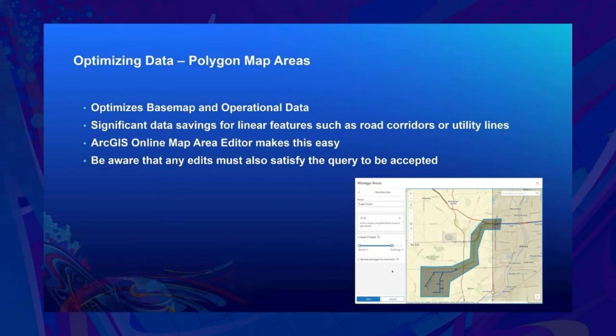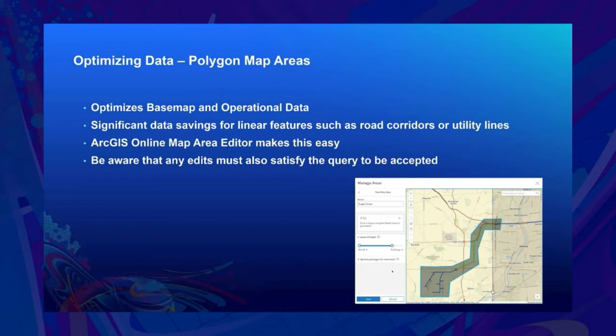It can really have significant data savings for linear features such as road corridors or for utility lines. Anything that's a long linear feature, if you can really hone in so that the data you're taking offline just kind of bounds that corridor that you're interested in, it means you can cut out all of that erroneous data that would normally be in the envelope of the feature. And this is possible using the online map area tool with ArcGIS Online. You can also set it up using the REST API for defining your map areas. It's also something you can do with an on-demand workflow by supplying a polygon for your area of interest.